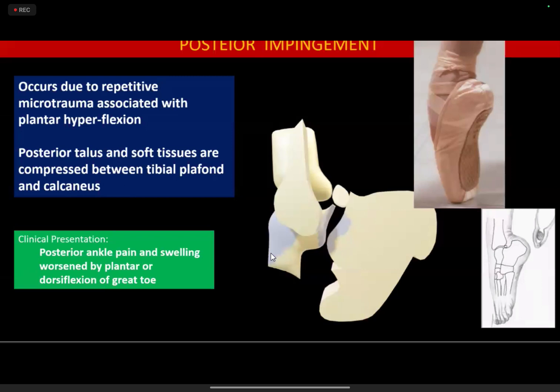injuries in patients. We can see such injuries in footballers, in kabaddi players, and classically it has been described in ballerinas due to their pointe technique. So what happens is, because of the acute plantar hyperflexion injury, there might be impingement of the soft tissue between the bony structures, and patients will present with posterior ankle pain and swelling, which can be worsened by plantar flexion or dorsiflexion of the ankle.